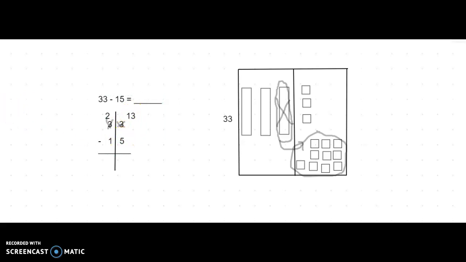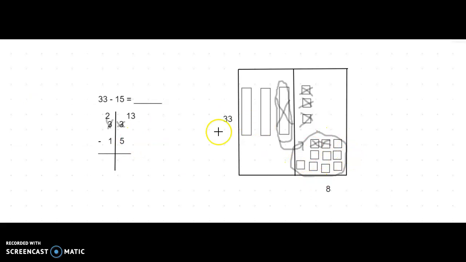Okay, so I have 13 ones now. I need to take away 5 of them. Let's do that. All right, ready? 1, 2, 3, 4, 5. All right, I took away 5, which means I have 1, 2, 3, 4, 5, 6, 7, 8 ones left. All right, so that's how many ones I have left.